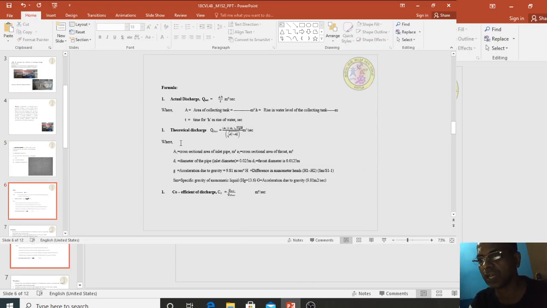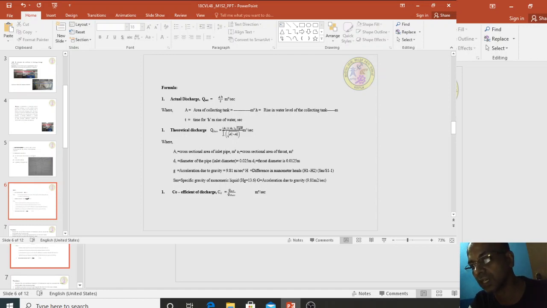Now coming to the formula, actual discharge Q actual is equal to AH by T. I am maintaining the same notations because it is helpful for students to remember. Therefore, coefficient of discharge CD is equal to Q actual by Q theoretical. Q actual is equal to AH by T, where A is nothing but the area of the collecting tank, L into B, where H is the rise of water in the collecting tank. By using the manometer we are recording it. And T is the time for H rise in water.